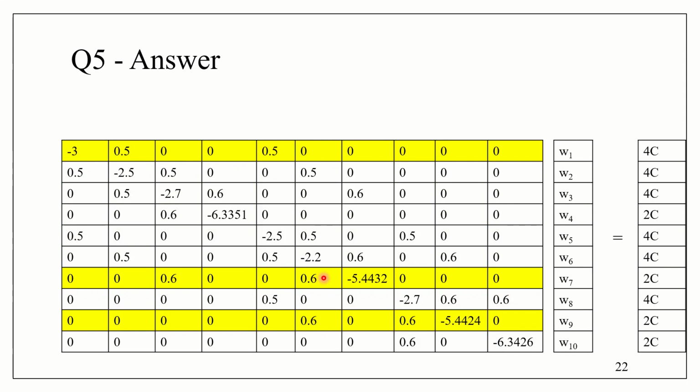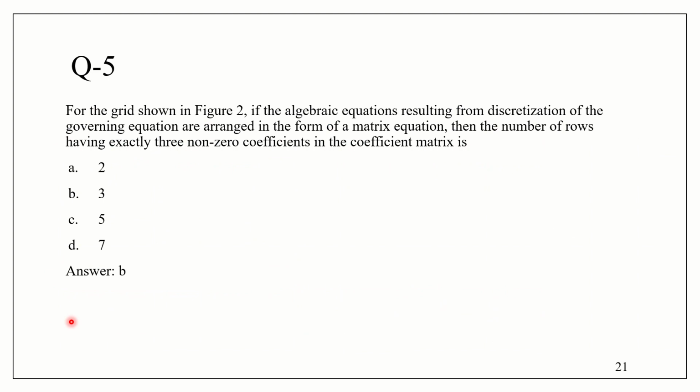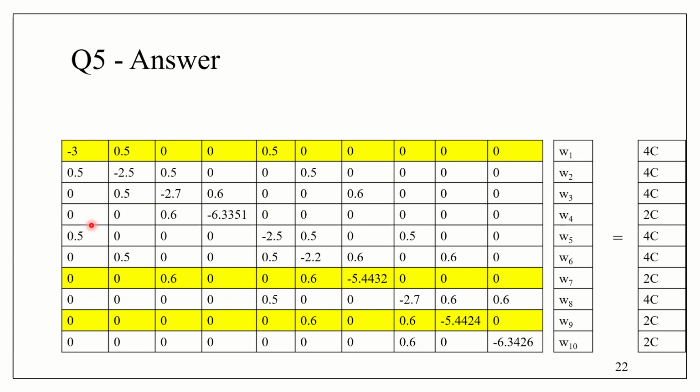So in the question it was asked how many rows are having exactly 3 non-zero coefficients. So the keyword here is exactly 3. So the right answer is row number 1, row number 7, row number 9 are having exactly 3 non-zero coefficients. So it is 3. Option B, that is 3, is the right answer. Now we'll go to question 6.